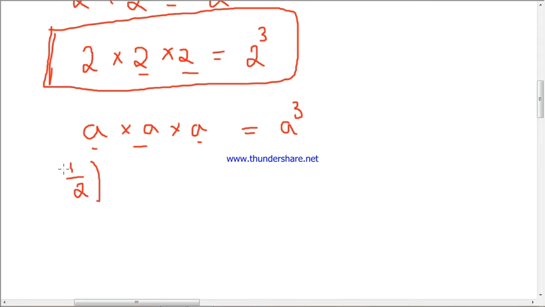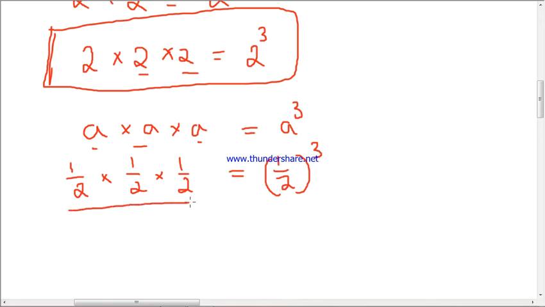It is also the same for fractions. 1 by 2 multiplied by 1 by 2 multiplied by 1 by 2 will result in 1 by 2 raised to the power 3. I'm multiplying 1 by 2 three times. So please do not panic if you see a fraction with a cube. The meaning is exactly the same. Half we have to multiply 3 times. If I expand, this is the result.